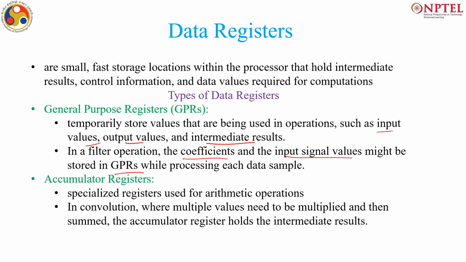Then there is an accumulator. The accumulator basically stores the output of the arithmetic operations. So, in one way it is behaving like a GPR. For convolution, you have to multiply two things, then add, then again multiply, add. So, these immediate results you can store in the accumulator.